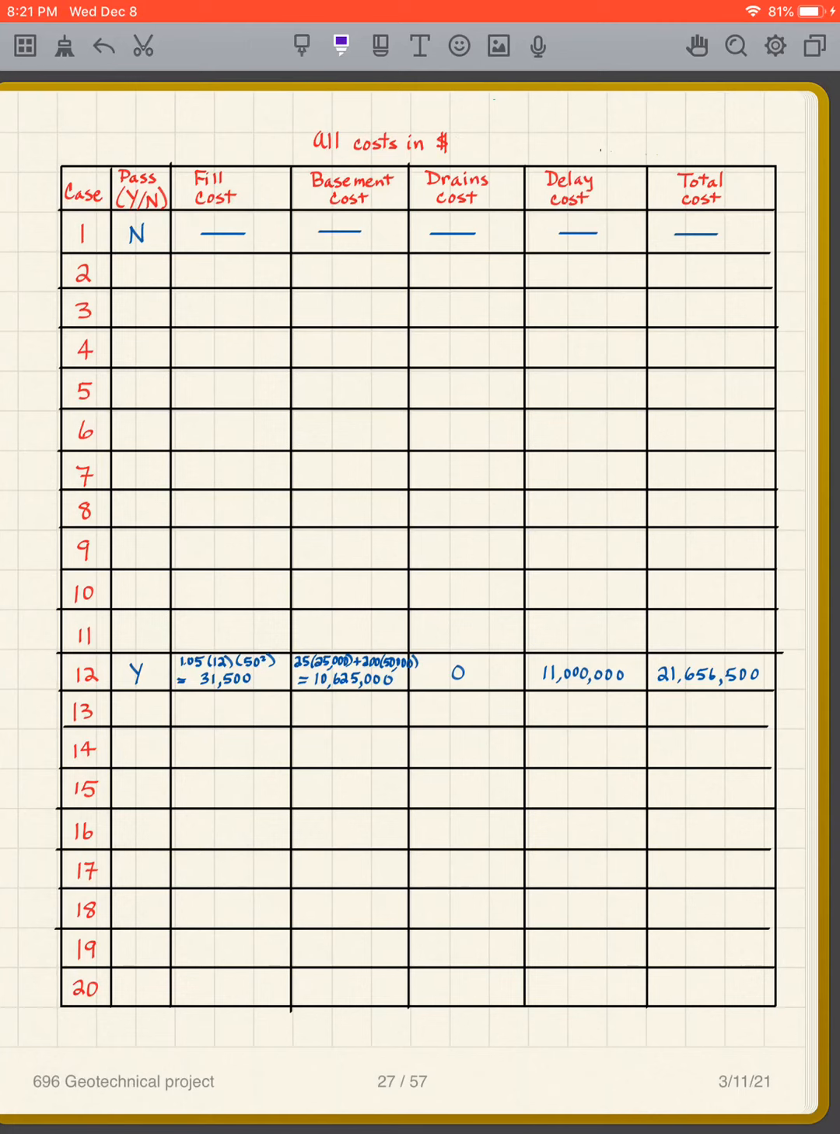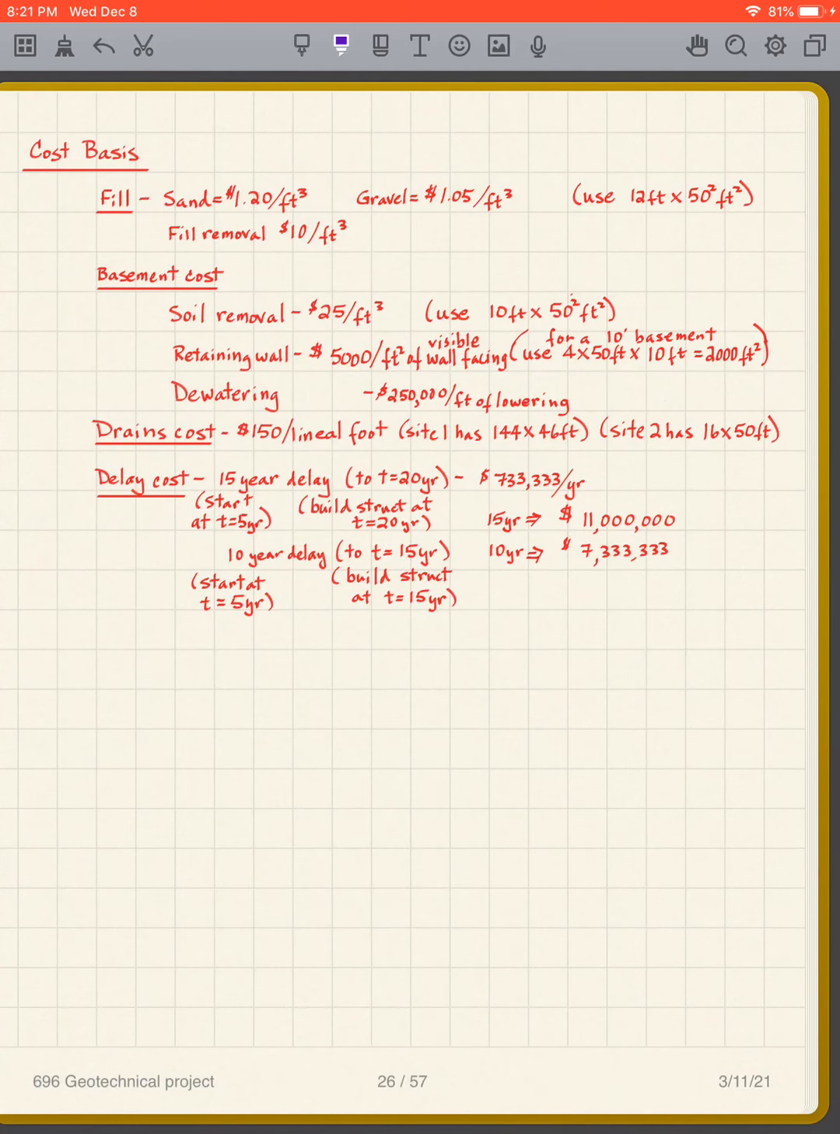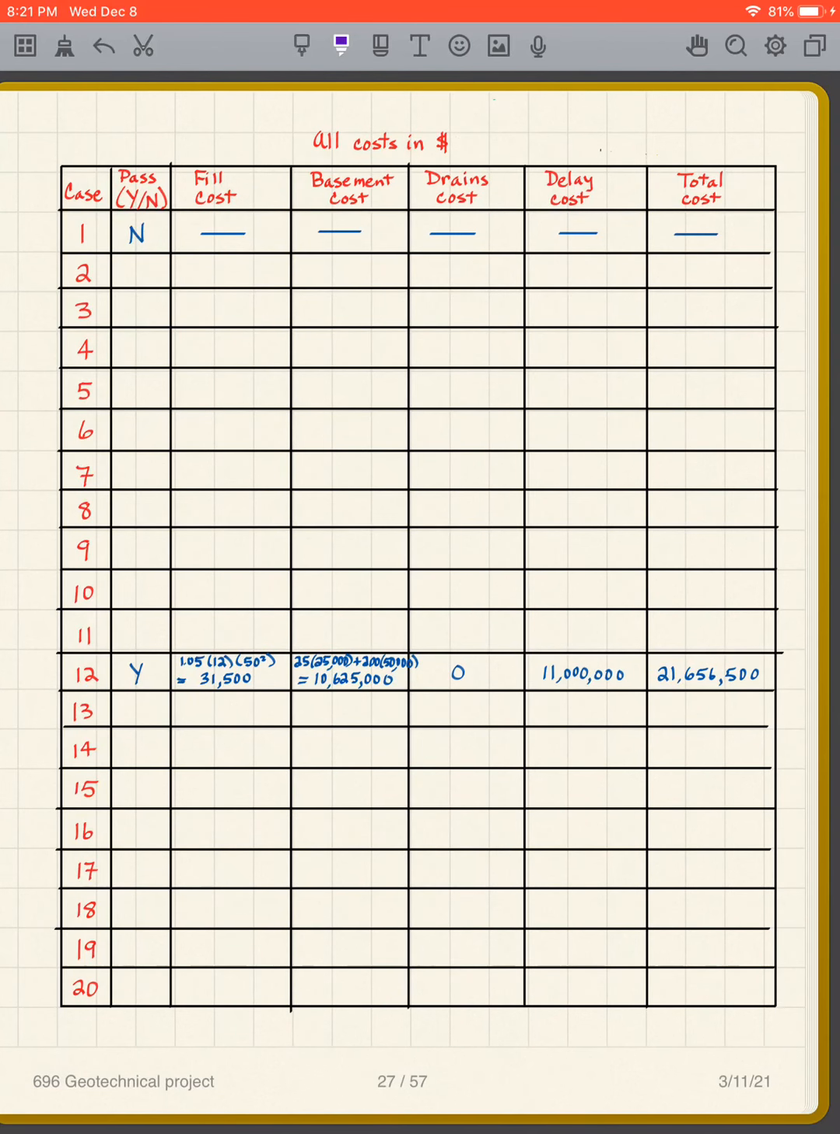So here's an example for case 12. First, it passed. Now, case 1, it didn't pass. So don't do it. Skip it. There's no reason to do case 1. But case 12 did pass. So we look at how much the fill costs. What was it? 1.05. So that was the gravel. And so the gravel times 12 times 50 squared, it's that much for the fill.